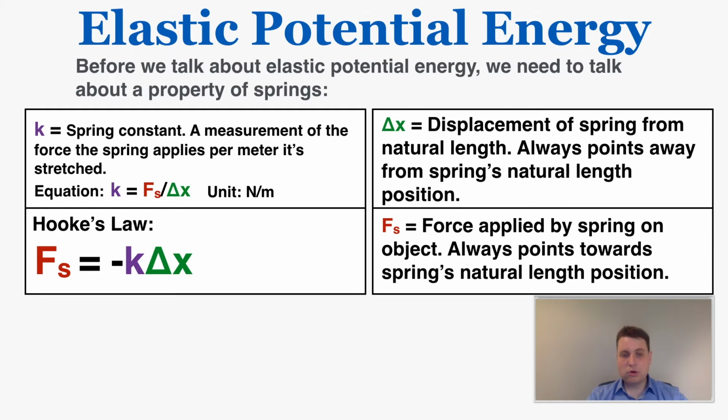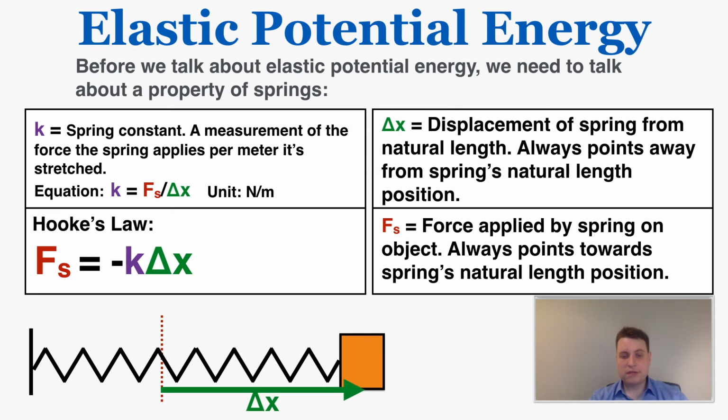This is related to Hooke's law, which is going to be important for understanding this topic. Hooke's law says that the force from a spring is equal to the negative k constant times delta x. The reason why it's negative is only because the force always points in the opposite direction of the displacement. So if the displacement is positive, we need something to switch the sign to make the force negative, so we multiply it by a negative. And if delta x is negative, we just multiply it by a negative to make a positive force. So that's the only reason why the negative exists in Hooke's law.